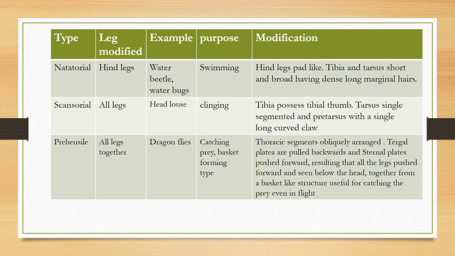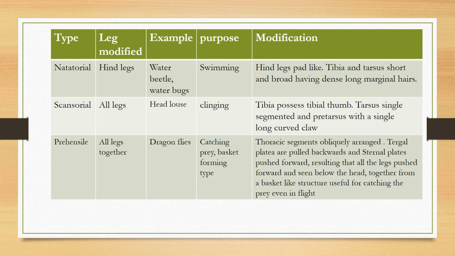All legs are together utilized here, mainly in dragonflies. It is a basket type of arrangement. For catching the prey, all the legs will be used. While flying also the insect can catch the prey. The thoracic segments are obliquely arranged. The tergal plates are pulled backwards and sternal plates are pushed forward.